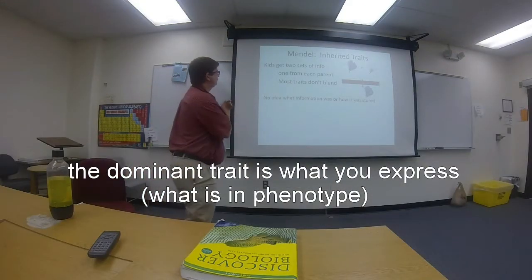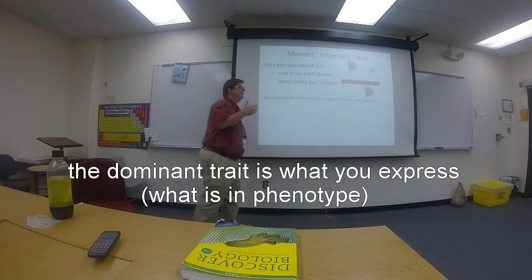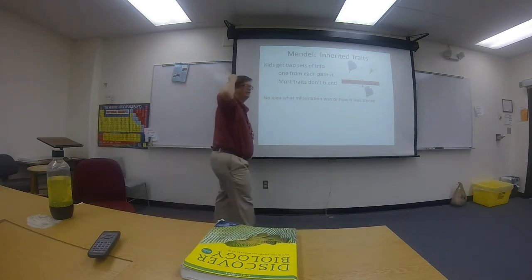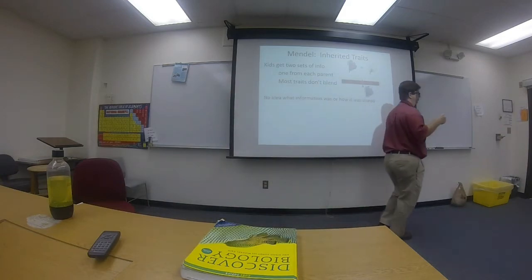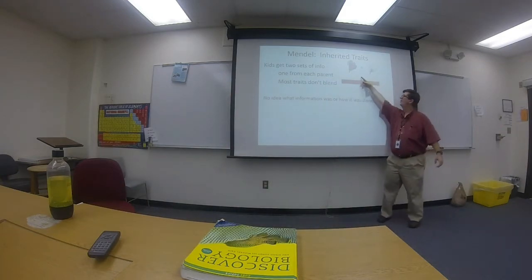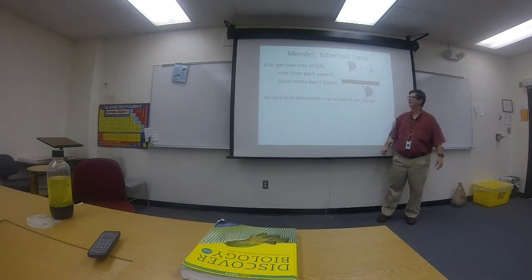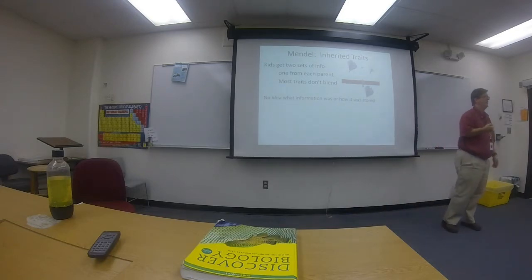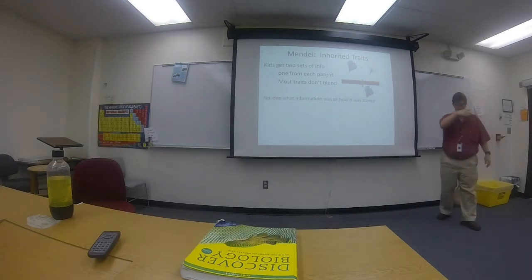All right. So one of the things that Mendel figured out, one of the big ones, was that kids are getting 2 sets of information. They get a set from dad and a set from mom. You get a set from each parent. And for most traits, they don't blend. He said they don't blend. But we'll get to that.